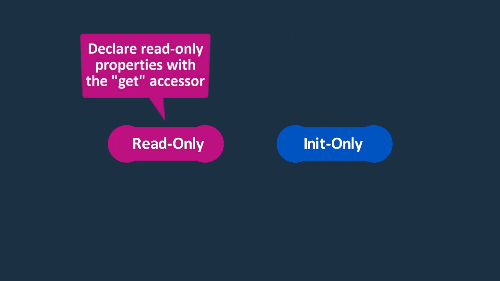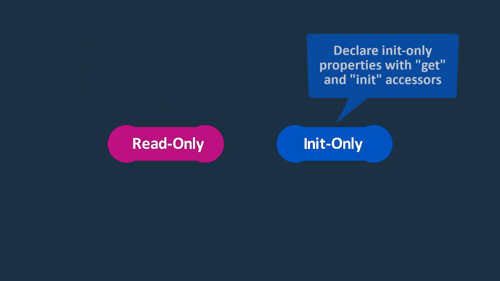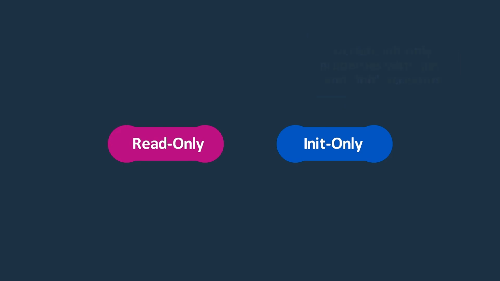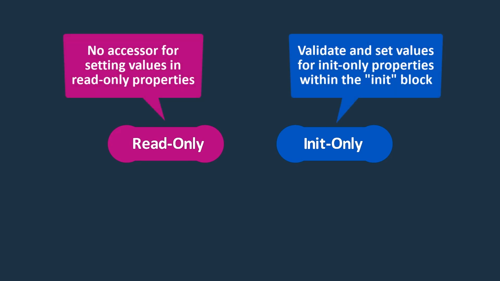Typically, we declare a read-only property using only the get accessor. However, for an init-only property, we declare it using both the get and init accessors. Before setting a value for an init-only property, we can do extra things like validation inside the init block.